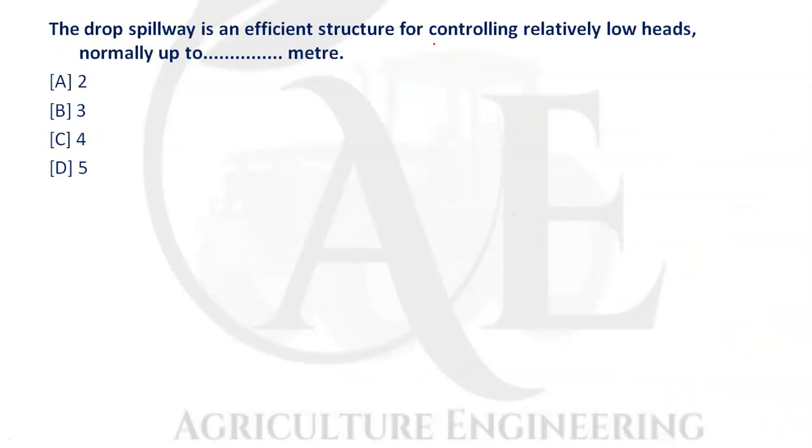The drop spillway is an efficient structure for controlling relatively low head, normally up to how many meters? So in drop spillway normally we can control the heads up to here. The question is tricky. Two answers are there: option B, 3 meter, and another one, option C, 4 meter. These two are answers of this question. So it can control relatively low heads, normally up to 3 or 4 meters. Option B and C is the correct answer. Anything you can put. So next question.